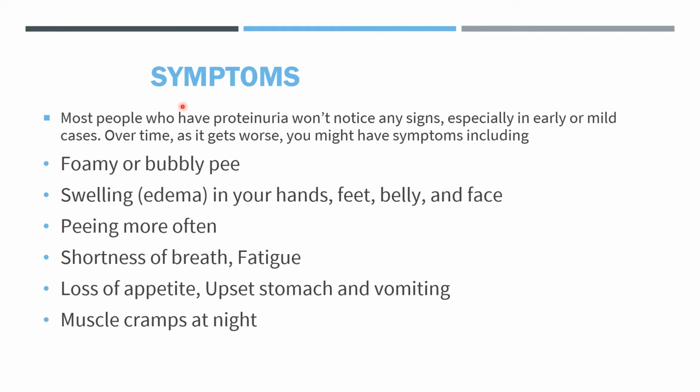Symptoms. Most people who have proteinuria wouldn't notice any signs, especially in early or mild cases. Over time, as it gets worse, the patient might have symptoms including foamy or bubbly pee, swelling or edema in the hands, feet, belly or face, peeing more often, shortness of breath and fatigue, loss of appetite and upset stomach and vomiting, or muscle cramps at night.